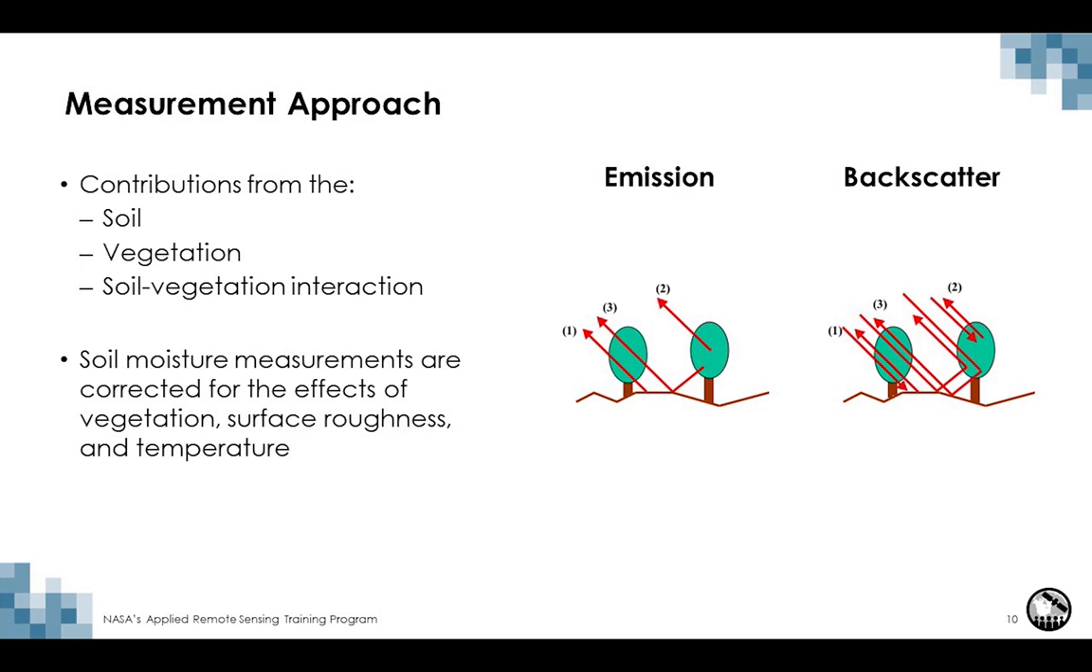So in order to measure soil moisture, you have to account for vegetation, you have to account for the surface roughness because that has an influence on the microwave signal, and you have to account for temperature, as well as a couple of other things, which I'll talk about in the next slide.